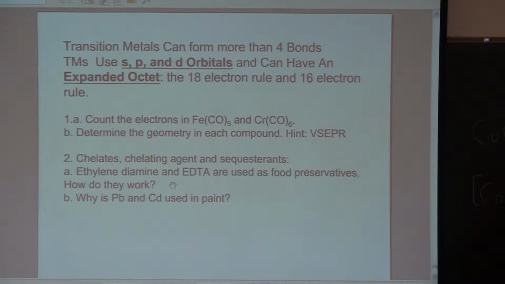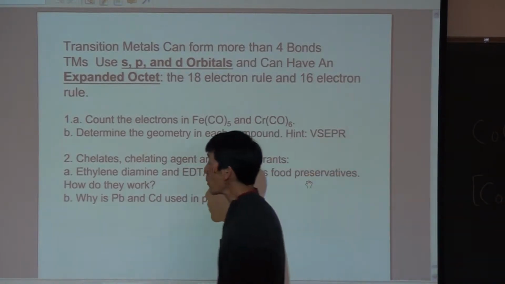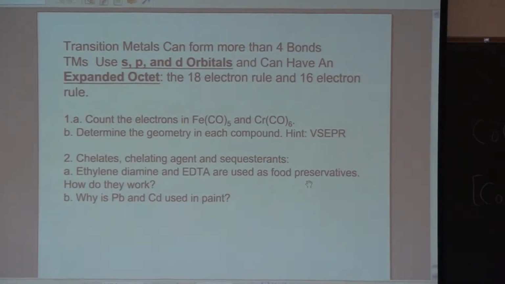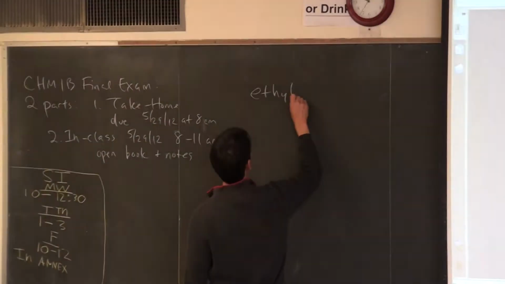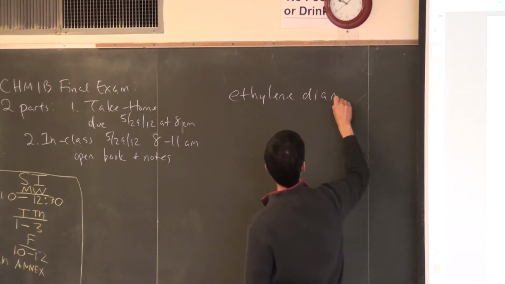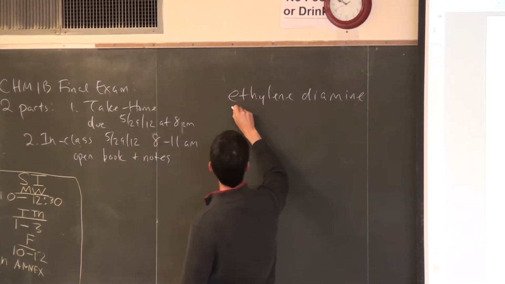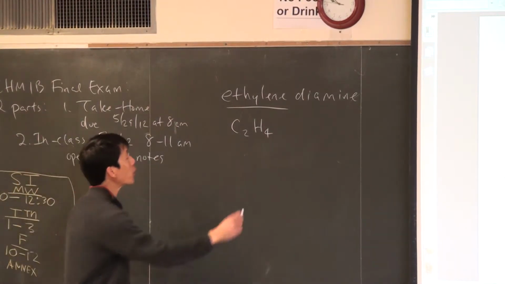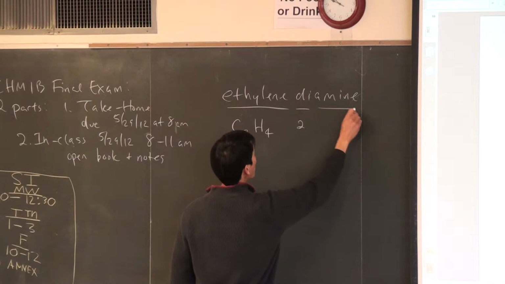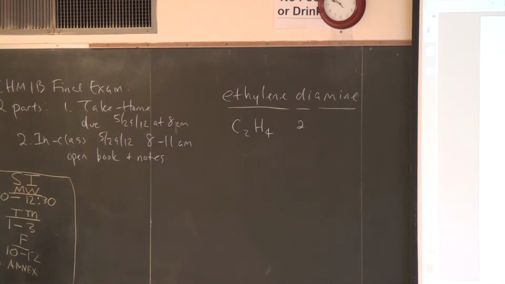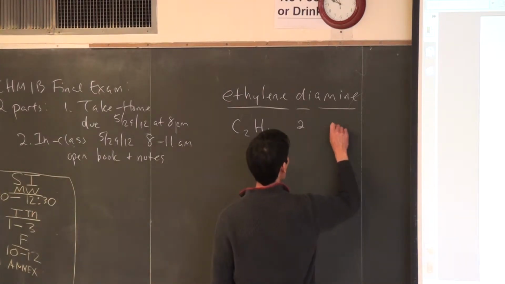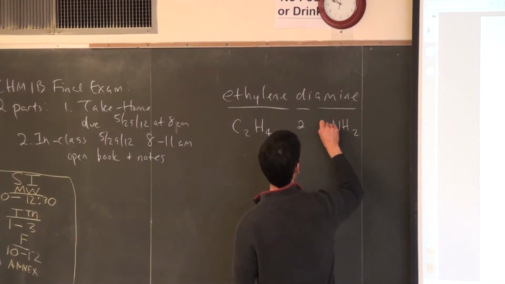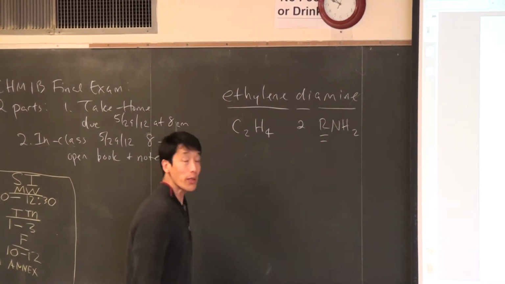Ethylenediamine and EDTA are used as food preservatives. Let me draw you the structure of ethylenediamine, and we can see how this works. Ethylene is C2H4, and then di-amine is 2 amines. Does anyone know what atoms are involved in an amine compound? Yeah, nitrogen. So an amine is NH2. I'll put an R group here representing an organic compound. So ethylenediamine is this compound here.